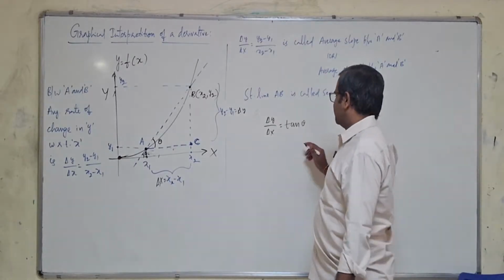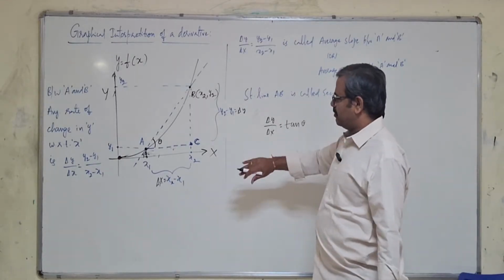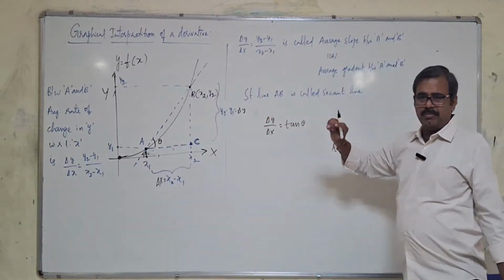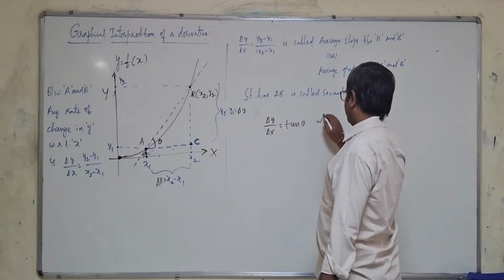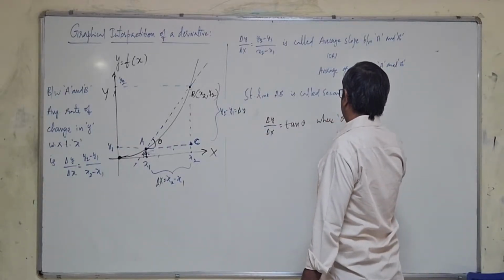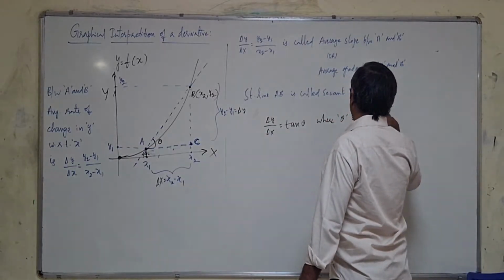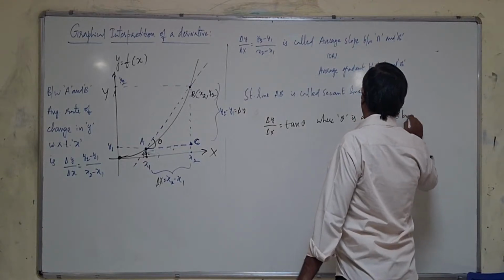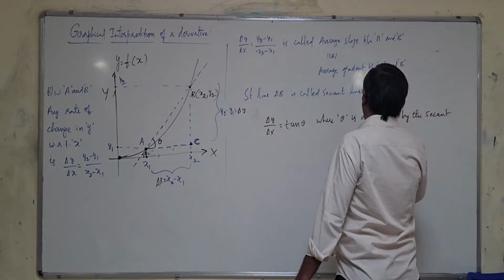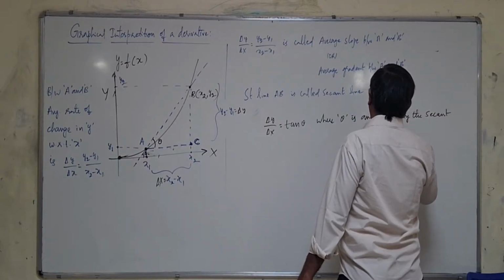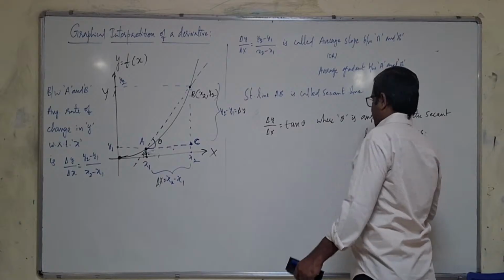So tan theta is the average slope of the given curve between the 2 points A and B. And what is theta? Theta is the angle made by the secant line with the x-axis. Note this down please.